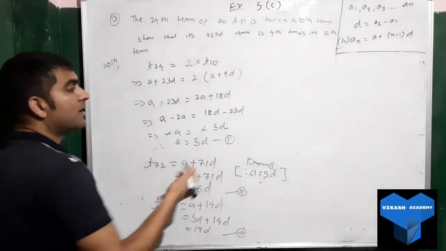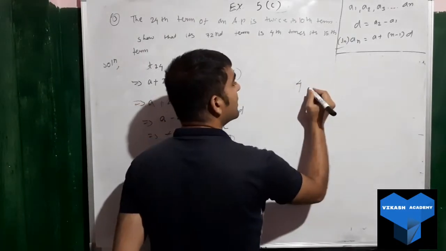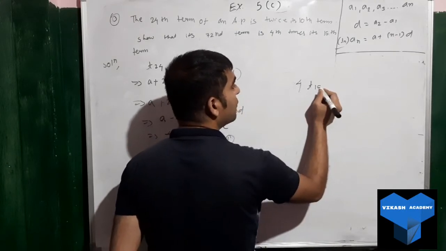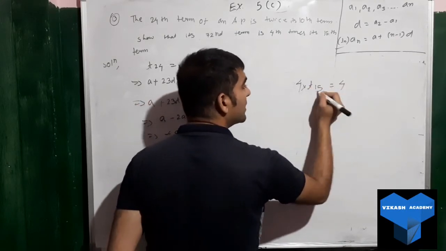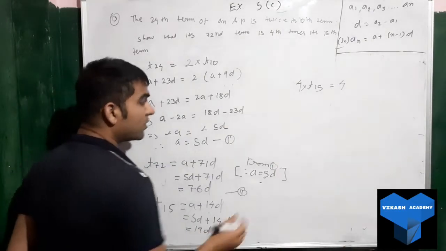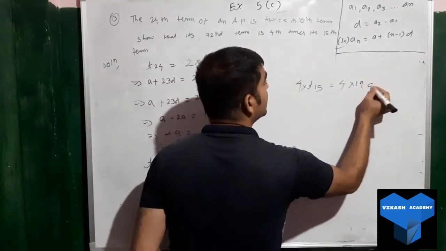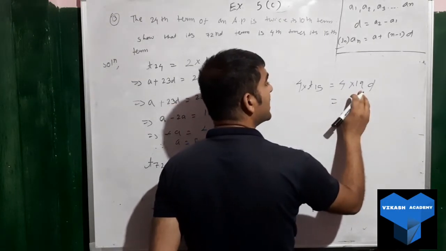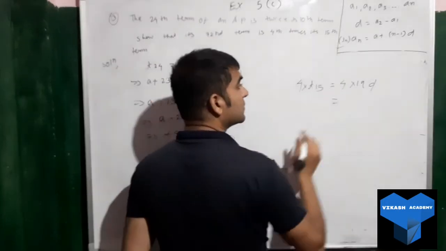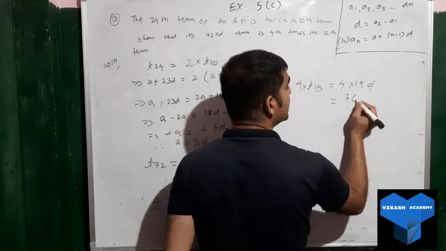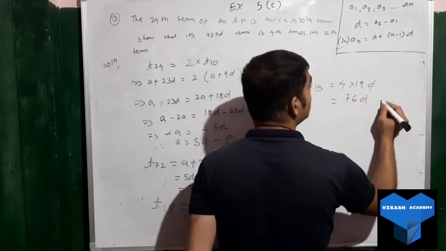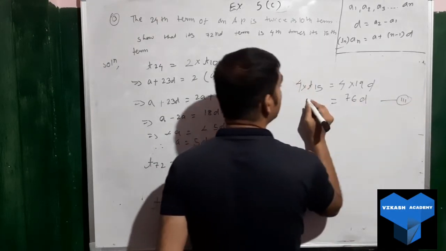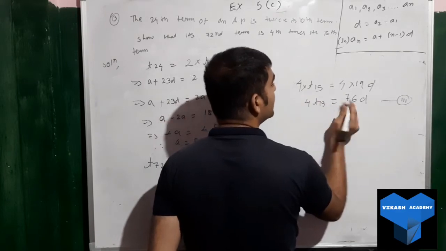So let us find 4 times T15. So 4 into T15, and T15 we got 19 into d. So 19 into d, 19 times 4 is 76d. So yes, we got this. We write equation 3: 4T15 is equal to 76d.